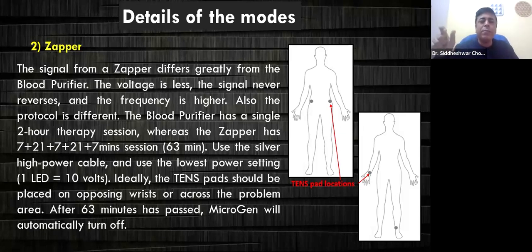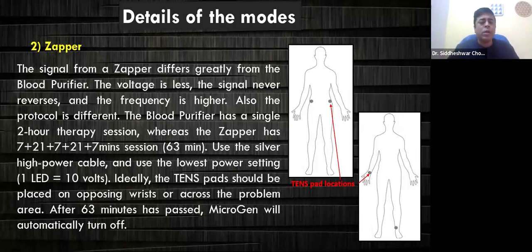then 21 minutes break again, and finally it is giving a 7-minute therapy session. So if I have to summarize the entire session, you are getting three 7-minute zapping sessions in intervals of 21-minute breaks. If you add up all these, you are getting a 63-minute zapping session. At the end of 63 minutes, the MicroGen shuts down on its own. You don't have to worry about it.